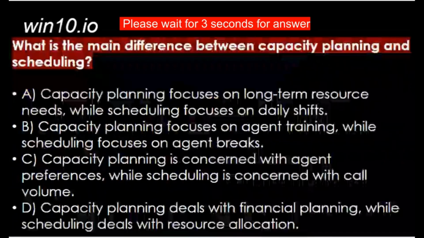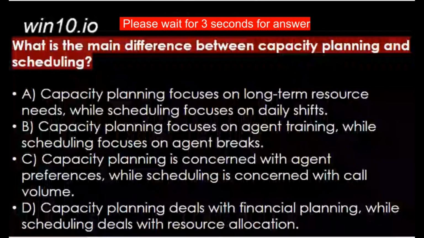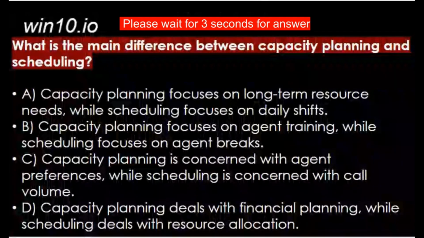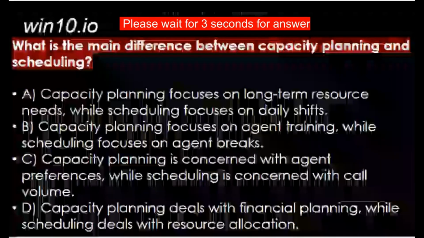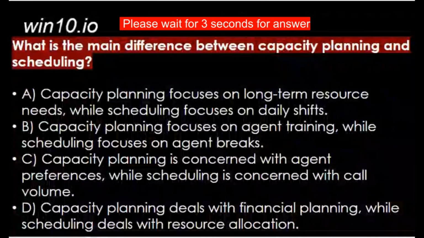Next question we have: what is the main difference between capacity planning and scheduling? Option A, capacity planning focuses on long-term resource needs while scheduling focuses on daily shifts. Option B, capacity planning focuses on agent training while scheduling focuses on agent breaks. Option C, capacity planning is concerned with agent preferences while scheduling is concerned with call volume. Option D, capacity planning deals with financial planning while scheduling deals with resource allocation.